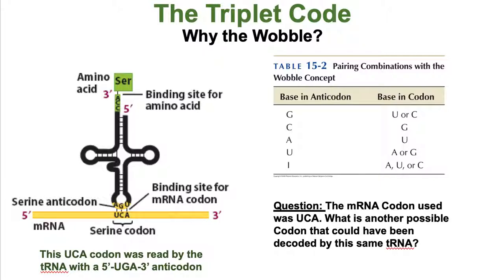That's right, UCG. So it's this U in the wobble position that can decode either an A or a G. And so UCG also codes for serine as well. So be familiar with this chart.